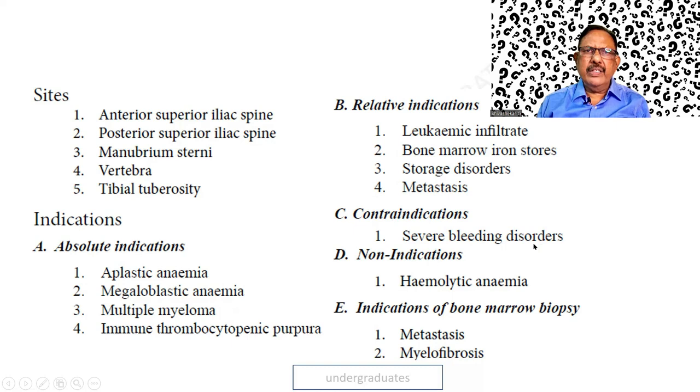Contraindications: whenever the patient is having bleeding disorders. Non-indication or useless will be hemolytic anemias. Biopsy, which I showed you first, will be in the case of metastasis and myelofibrosis. The tissue pattern is made out.